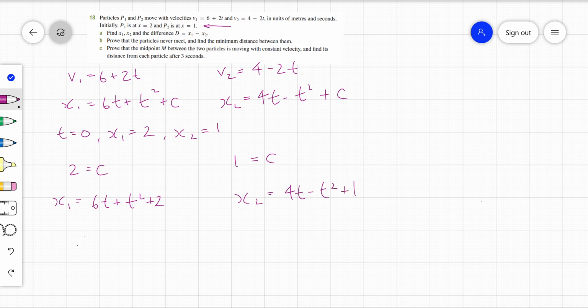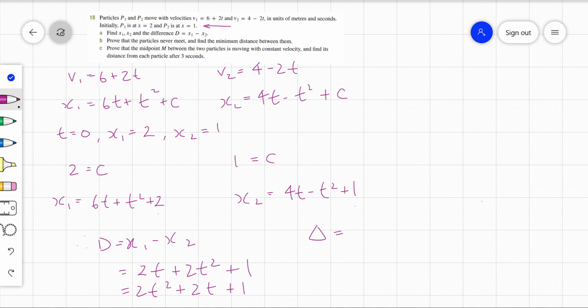If I want the distance between them, d being x1 minus x2, I'll just do that. So I've got 6t take away 4t is 2t, t squared minus t squared is 2t squared, and then 2 take away 1 is 1. So that's the difference. Now, if you look at the discriminant of that, because that's clearly a quadratic, it doesn't really matter if I put it in order because both coefficients of a and b there are 2.